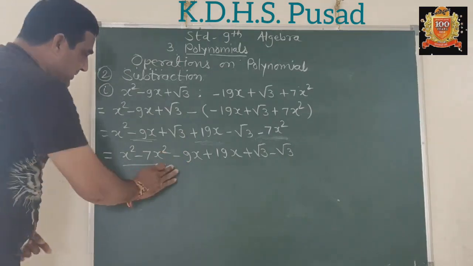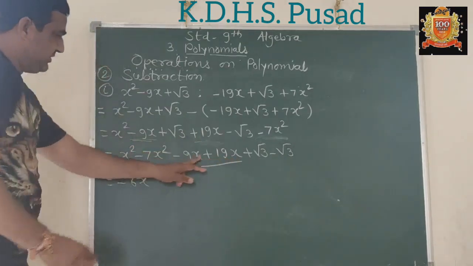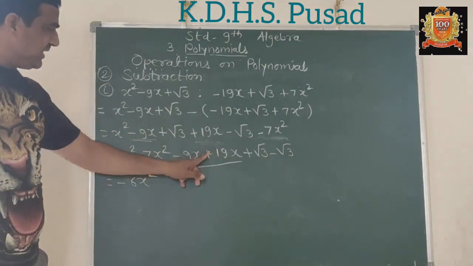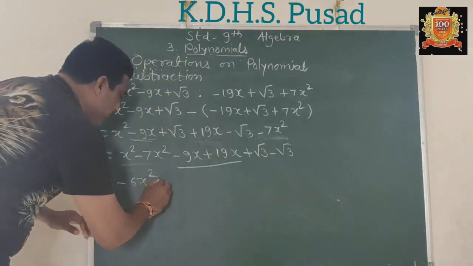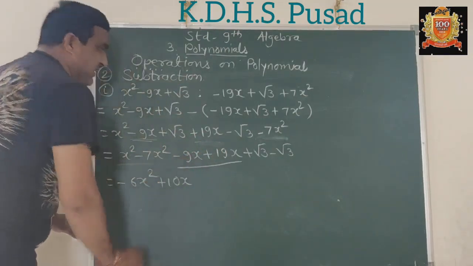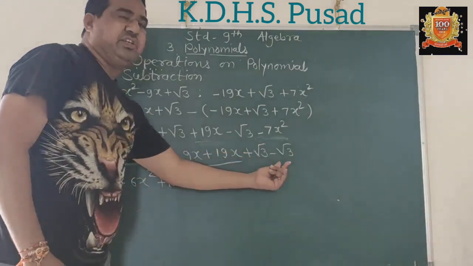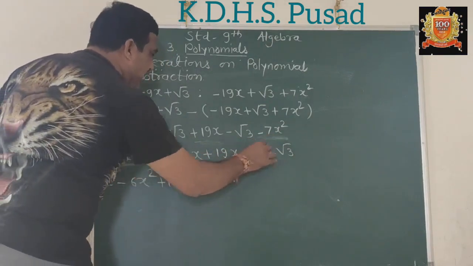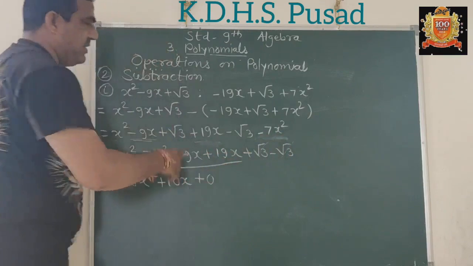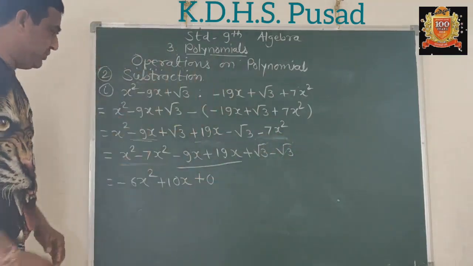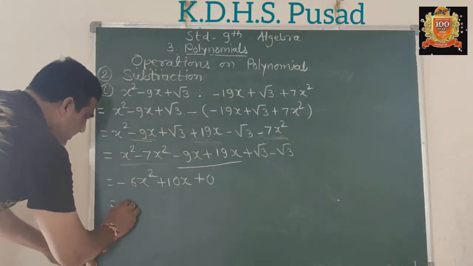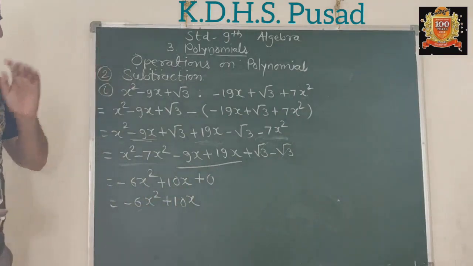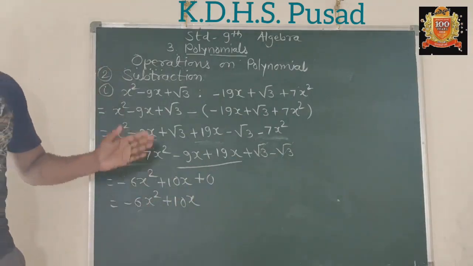Then minus 9x in these two. Same, so perform addition and subtraction of the coefficients. So minus 9 plus 19, that is plus 10. So here plus 10x. And then the last one, plus root 3 minus root 3. Constant numbers of different sign get cancelled, that is 0. Or you can cancel it in this way. Plus minus same constant, so here there is no need for any plus sign. So here that is minus 6x square plus 10x. In this way you have to perform subtraction of the polynomial.